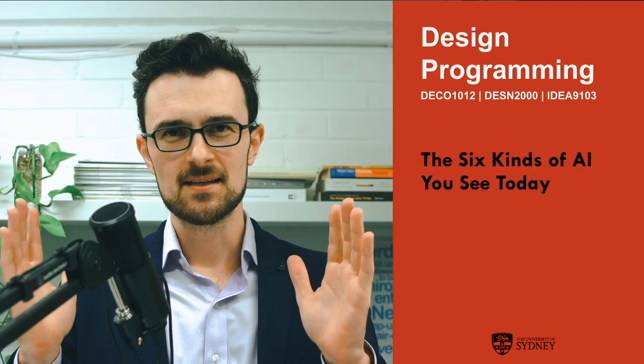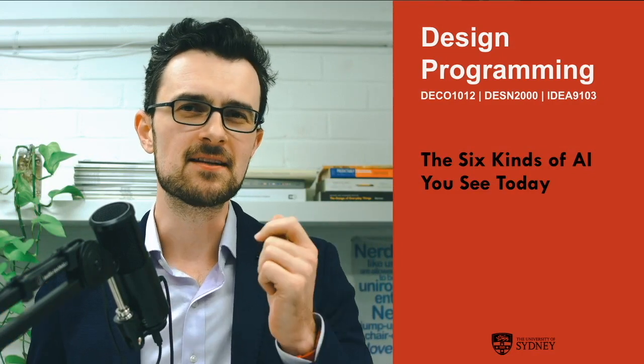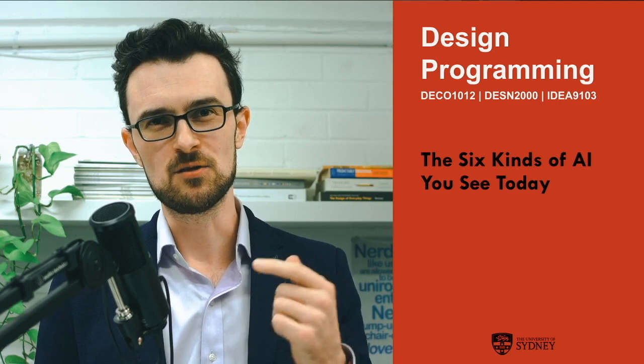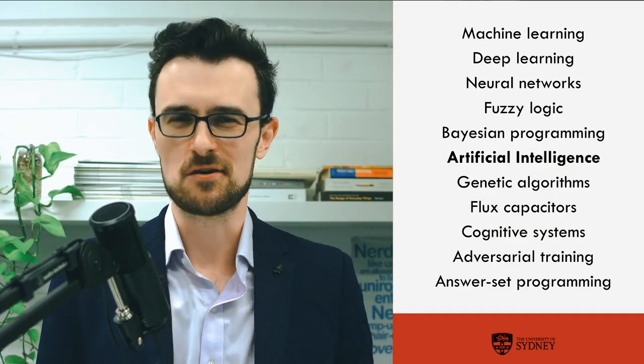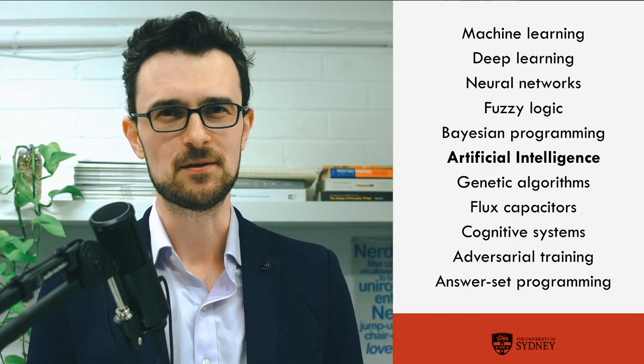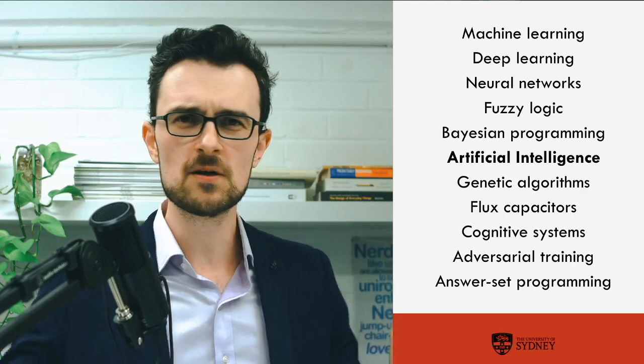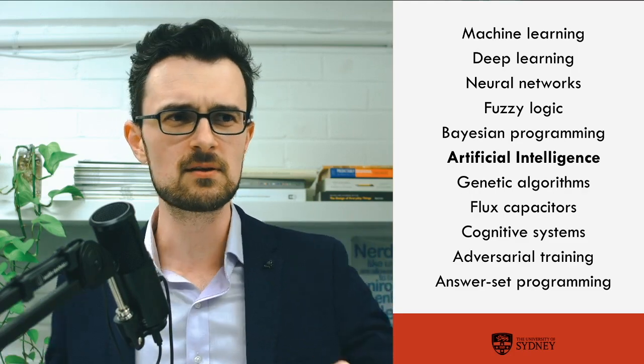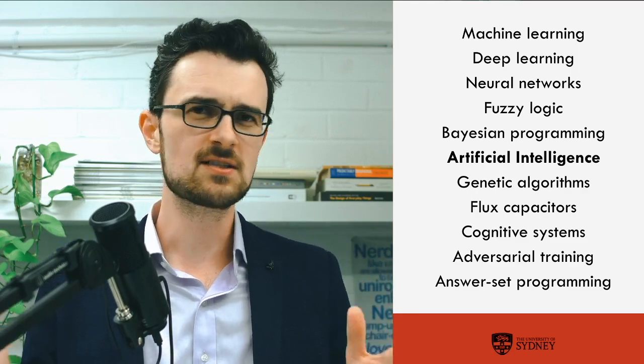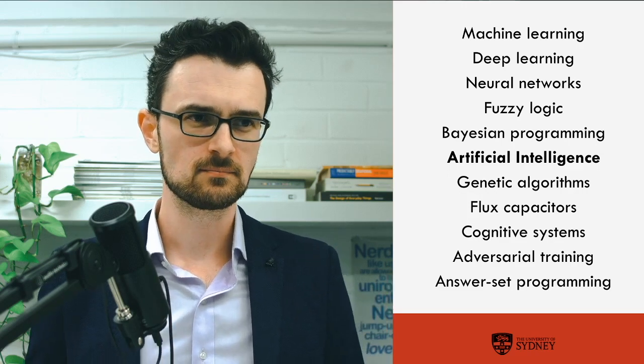Hey folks, in this lecture we're going to talk about the different kinds of AI that you see out there today. You might have heard a couple of different terms associated with the idea of artificial intelligence. There are so many: deep learning, machine learning, neural networks, Bayesian programming, genetic algorithms. There's just more every single year.